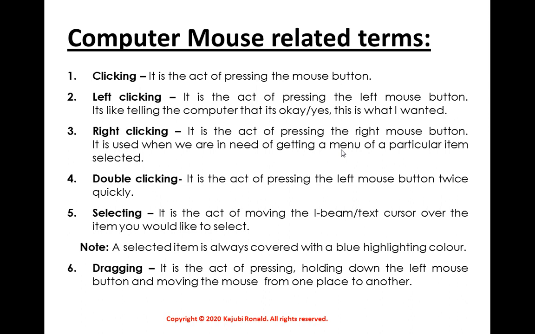What about double clicking? Double clicking simply means pressing the left button twice. Twice means 2 times. So you press the left button 2 times quickly. When you press the left button 2 times speedily, it means you have double clicked. So double clicking simply means the act of pressing the left button twice.